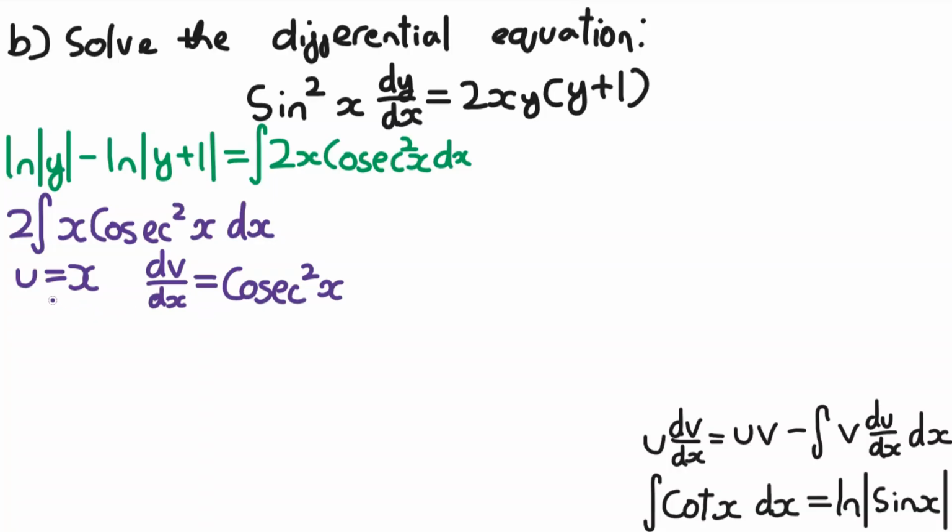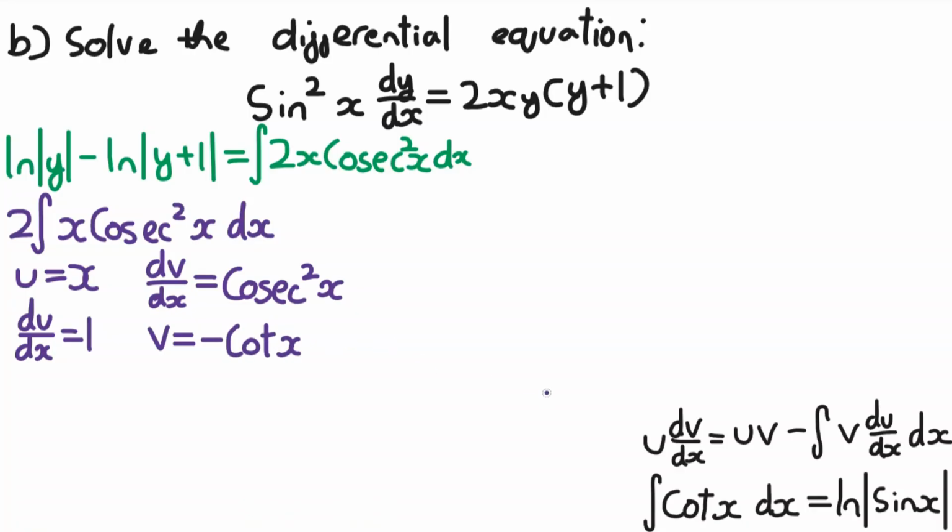Okay, so let's consider this. So firstly, let's differentiate u is equal to x, so du over dx is equal to 1, and then if we integrate this here, v is equal to, and we've talked about already in year 2 integration, in the first video, integration basics, that when we integrate cosec squared of x, it is equal to minus cot x.